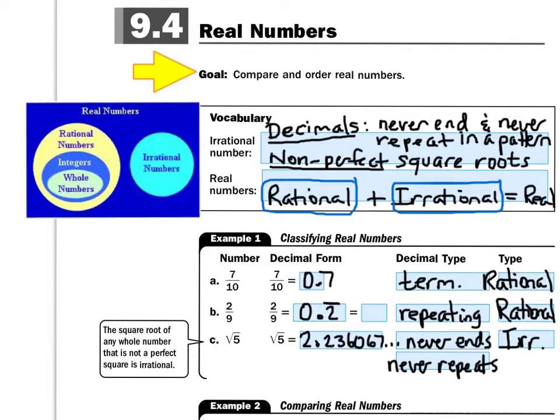Okay, so look at example C, radical 5. Now, radical 5 is not a perfect square root. So if I used my calculator, and you can try this at home, you would get 2.23667... It never ends and it never repeats in a pattern, or we could use a repetition bar. And so that's what we would say is irrational. Now you could tell me right away it was irrational because it's not a perfect square root.